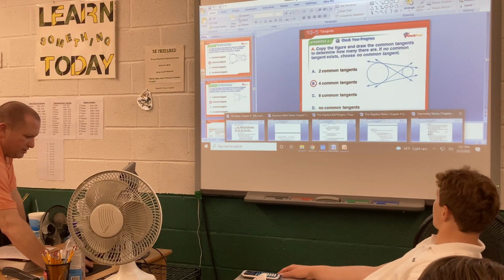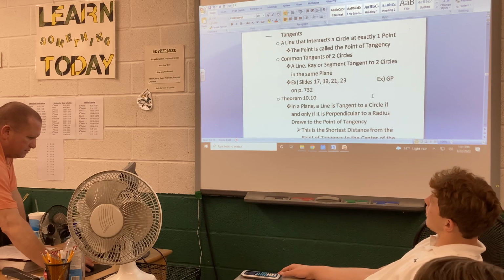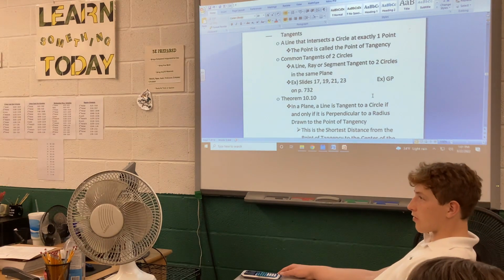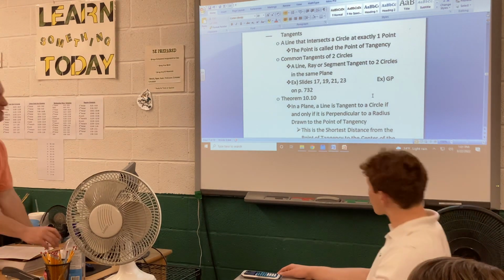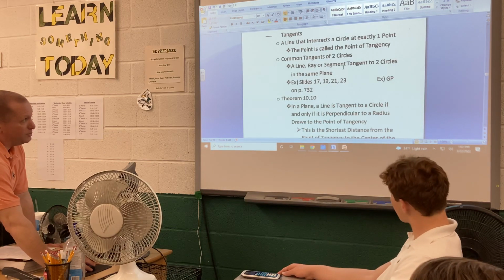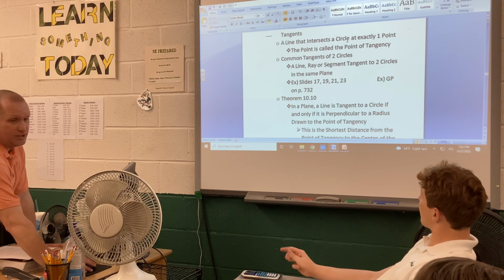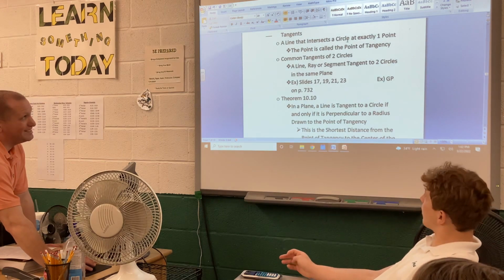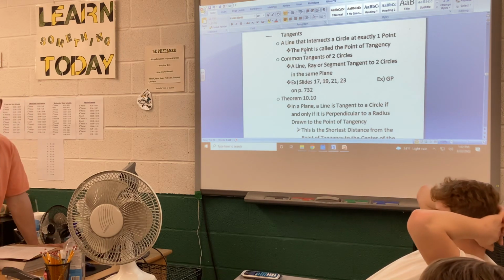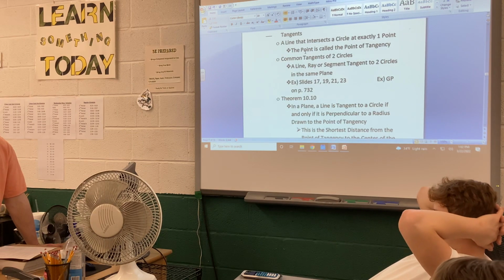Let's go back to the definition. Not to the segment, the line, ray, segment. This says segment. Oh, I think because common tangents can be between those two, but this specifically says a line that intersects a circle at exactly one point. So when we're talking about just drawing a tangent, it has to be a line.